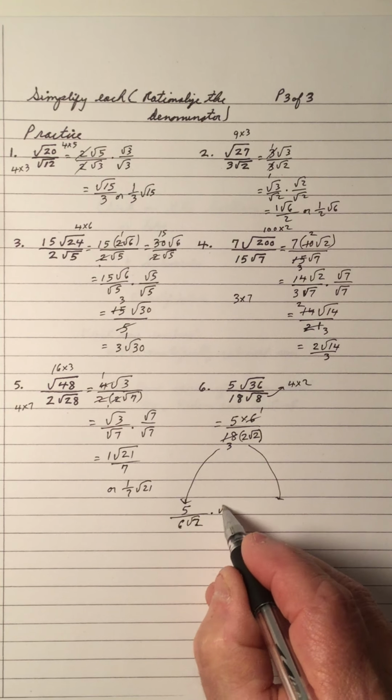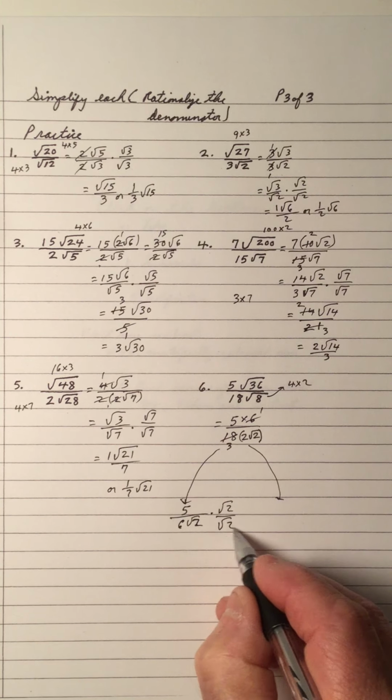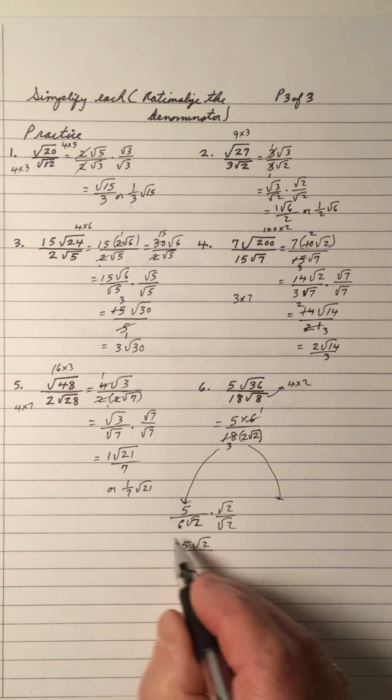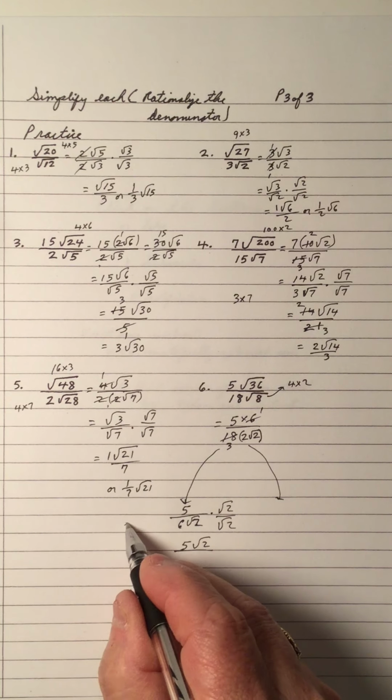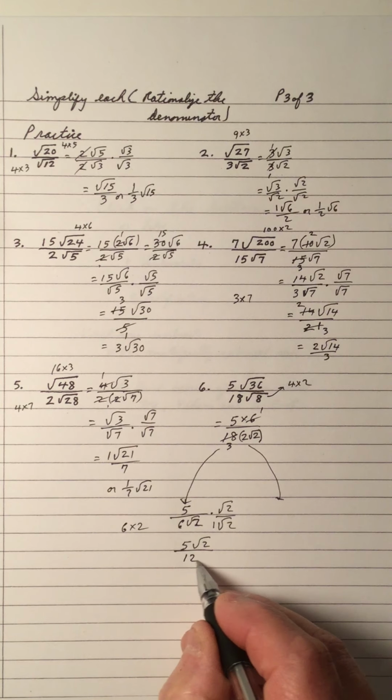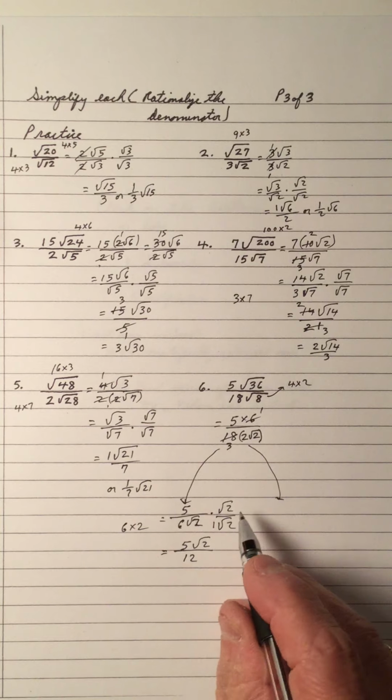Then I can go root 2, root 2. 5 times root 2, 5 root 2. That's 6 times 1 is 6. Root 2 times root 2 is 2. That gives me a 12. And there's my final answer.